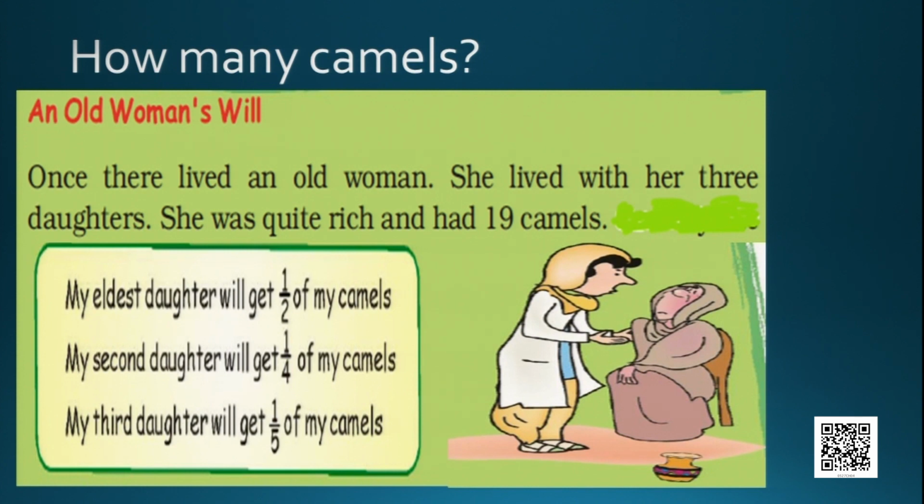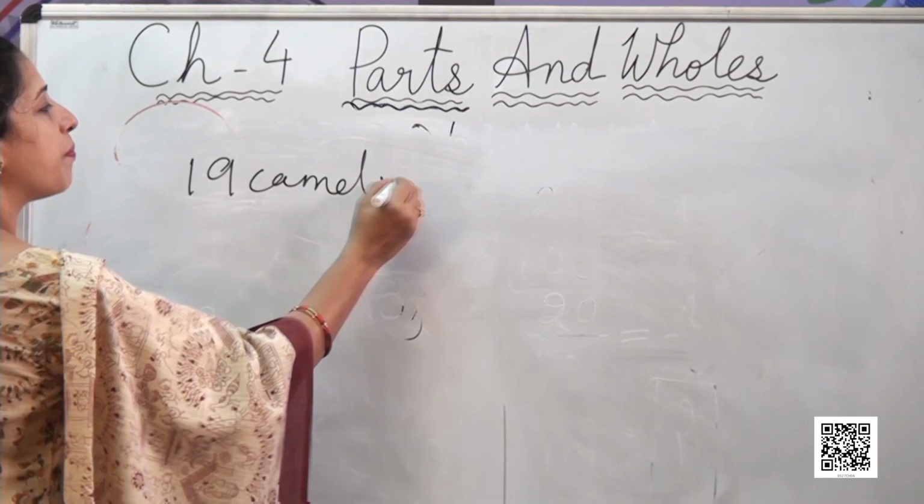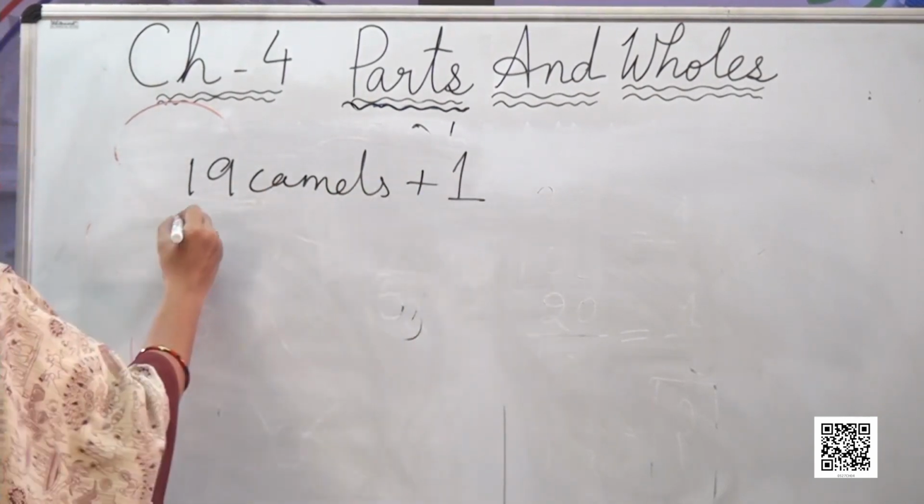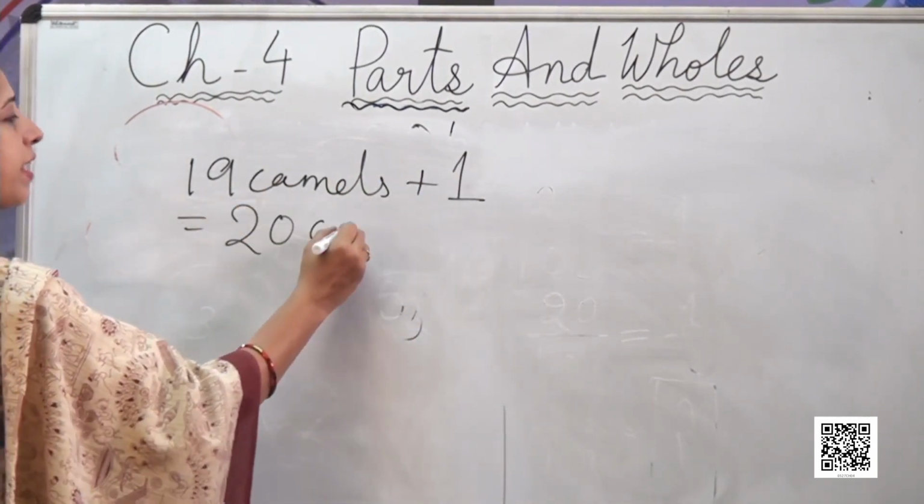Let's see now how the clever woman divided the camels. So there were 19 camels, and the clever woman bought 1 more camel. So now they have got 20 camels.